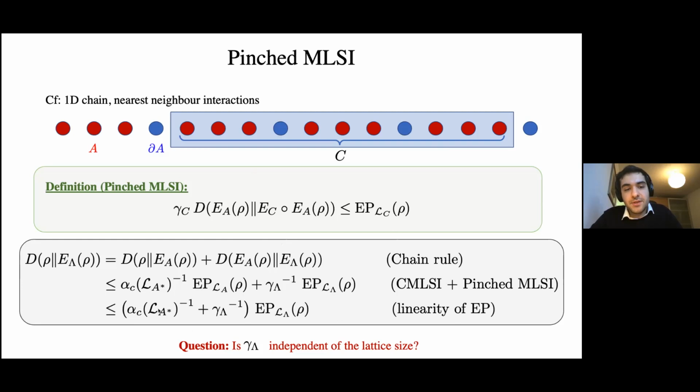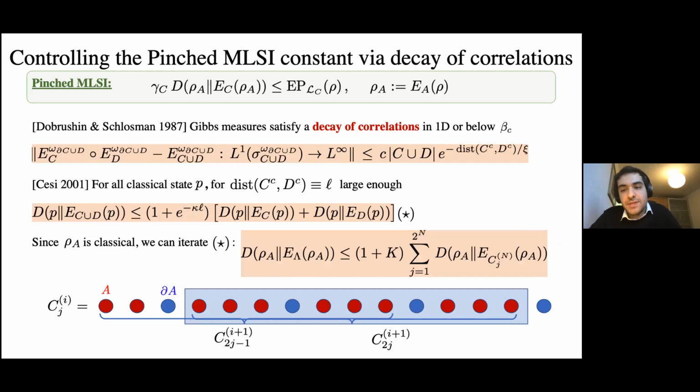So I already argued that this is not going to depend on the system size. So the only thing I need to argue is that the gamma lambda itself does not depend on the size of your lattice. Okay, so to do this, that leads me to discuss a bit further in detail the notion of exponential decay of correlations. So what this inequality really is doesn't matter too much. It's what it means that is more important.